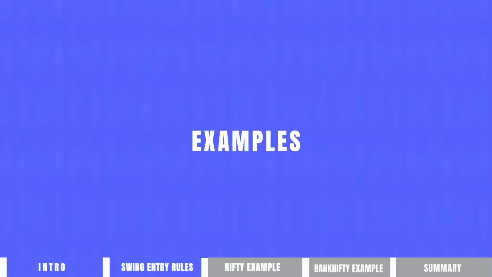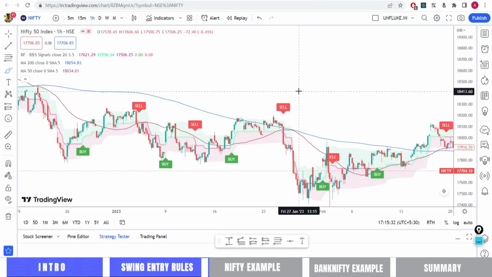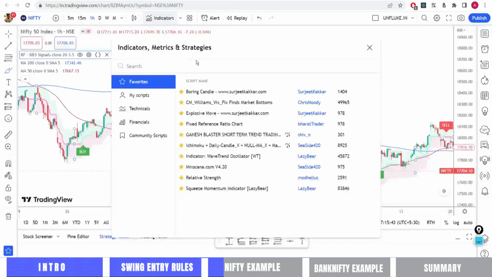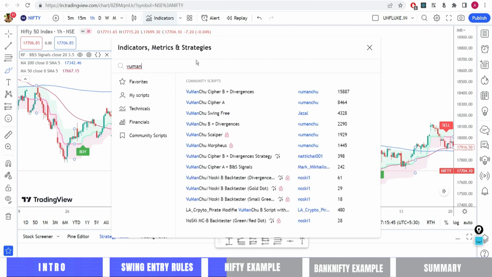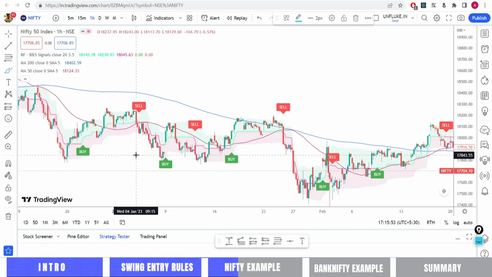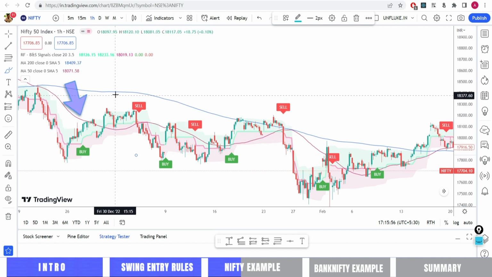Let's take some examples on Nifty and Bank Nifty now. So let's see some examples on Nifty first. Let me first show you the settings. I have added the VUMANCHU. So how do I do that? All you have to do is click on VUMANCHU. And this is the one, VUMANCHU swing free. This works really well. And then I've added the 50 and the 200 moving average. And as we know, since 50 is below 200, we are only looking for sell entries.